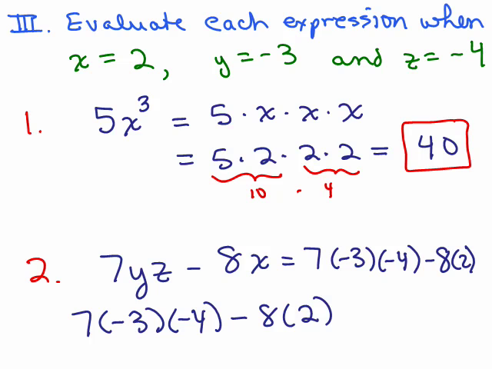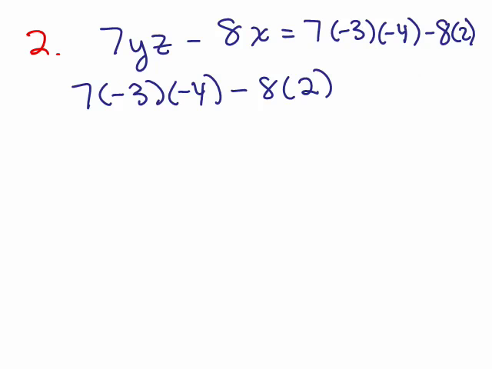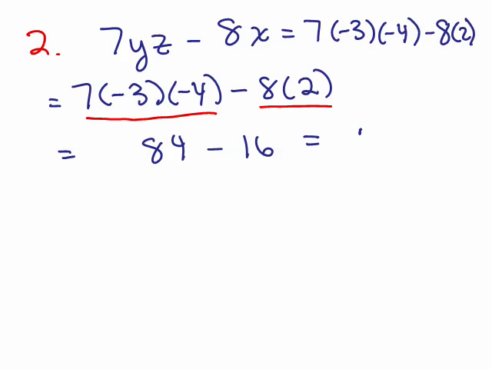A little bit easier to see. All right, so here we go. I've plugged in the values. Now we need to do order of operations. So multiplication, 2 places, we have to do before the subtraction. So I've got 2 negative signs here, so you could think of this as 21 times 4, or 7 times 12. It's going to be 84. And 8 times 2 is 16, so my answer is 72.